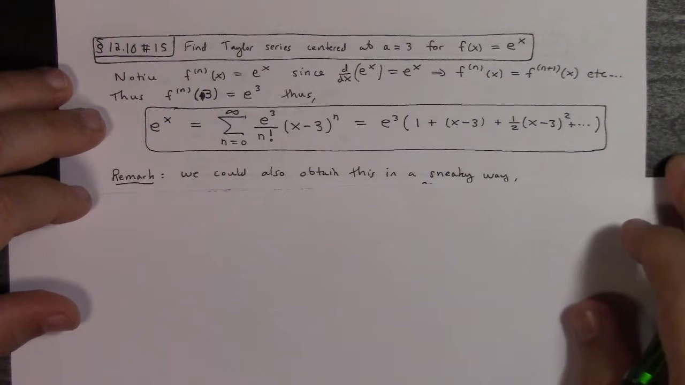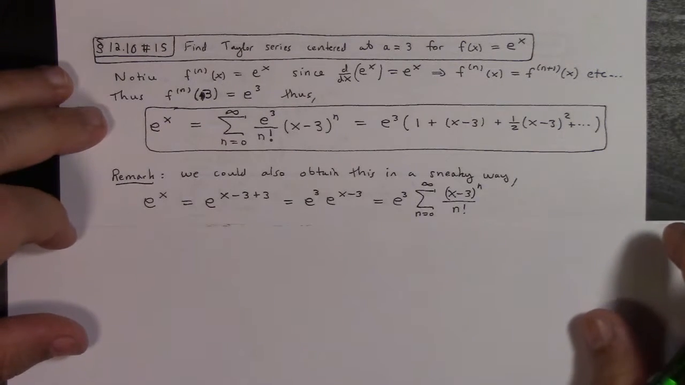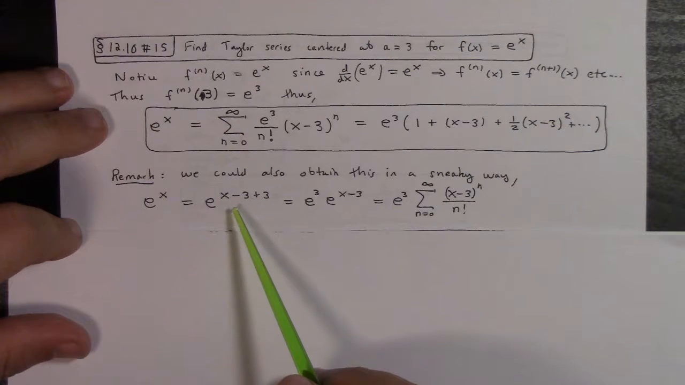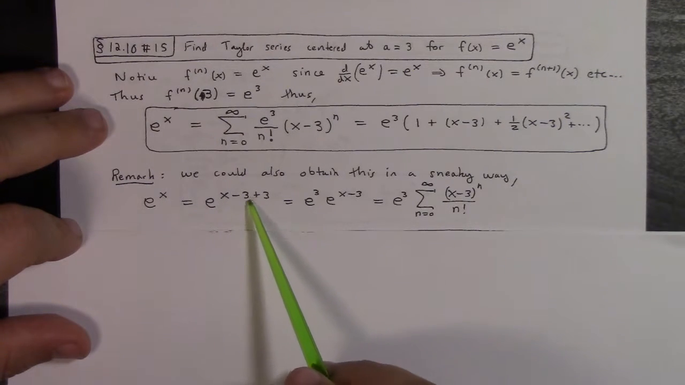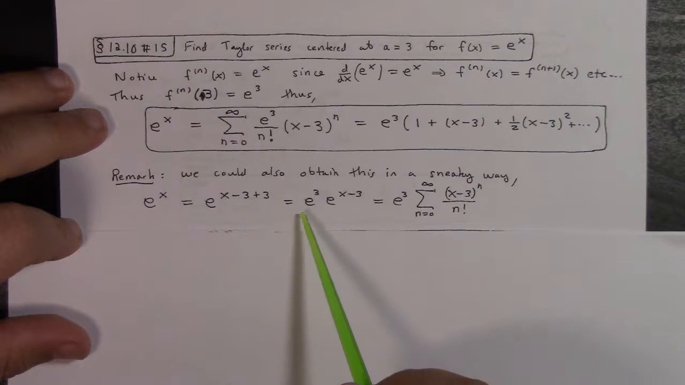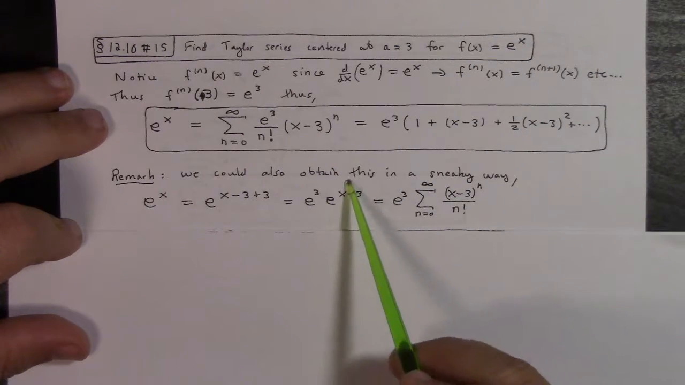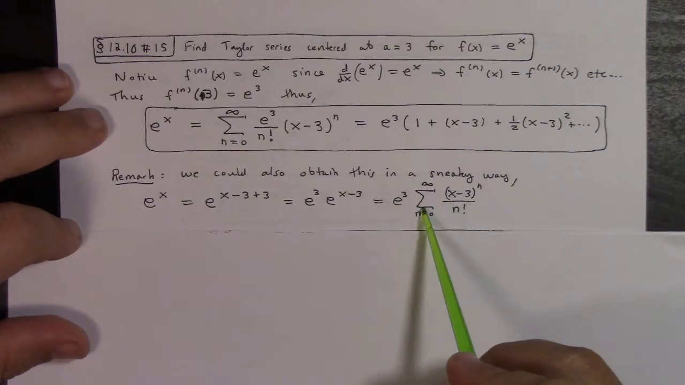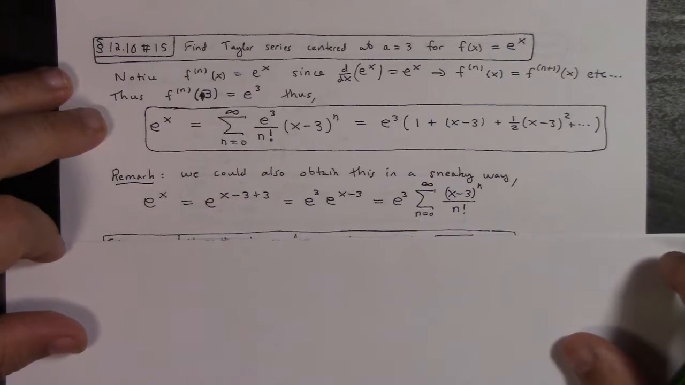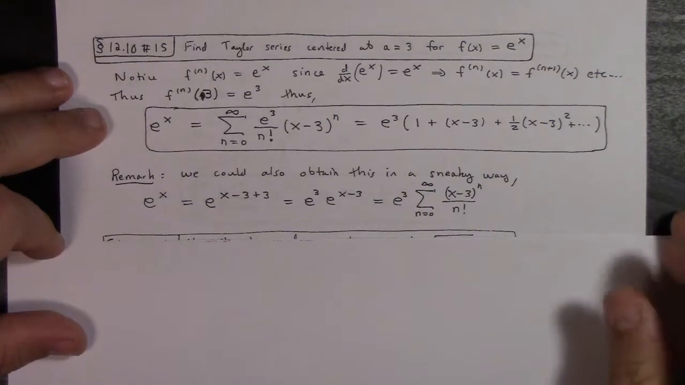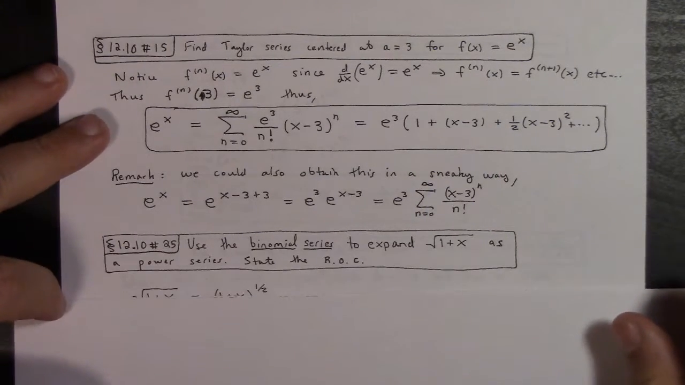Now there is a way which I prefer, which is just to start with e to the x, and then to add and subtract 3, which then gives me e to the 3 times e to the x minus 3. Then I can write down that this is equal to that immediately by substitution into the known Maclaurin series for the exponential. And so I derive this without doing any differentiation whatsoever.